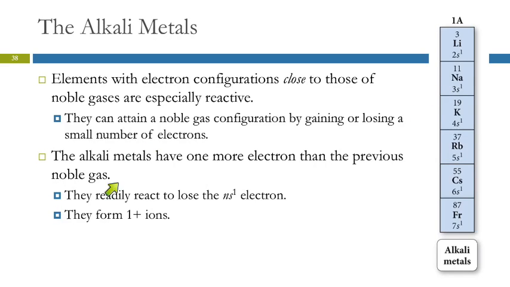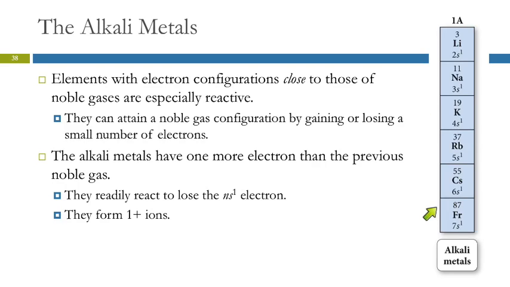When they lose an electron, they form +1 ions. And so we learned earlier, when we were talking about nomenclature, that the group 1A metals form +1 ions. Well, there's a reason for that. They do that because when they lose that 1s electron, then they have a noble gas configuration. So they become more stable.